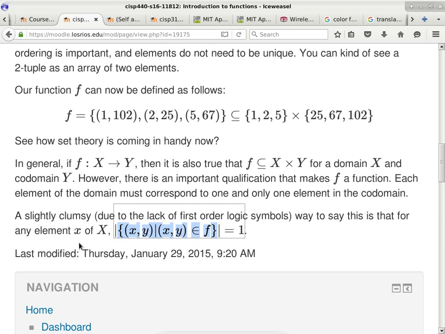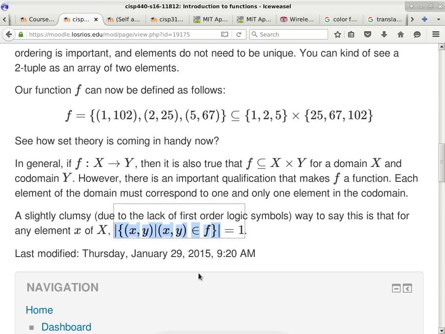But we already fixed what x is, because we say that for any element x of the domain, this has to be true. What is the cardinality? The cardinality of this set has to be exactly 1. I guess the more English way to say this is, for each element x of the domain, it has to have exactly 1 element corresponding to it in the function. Cannot be 2, cannot be 0, it has to be exactly 1.